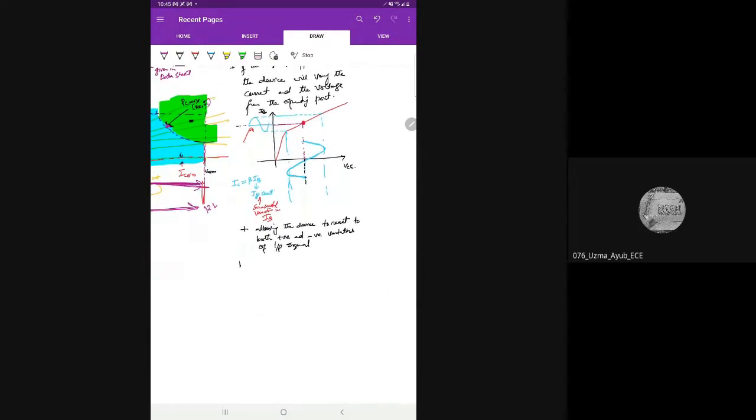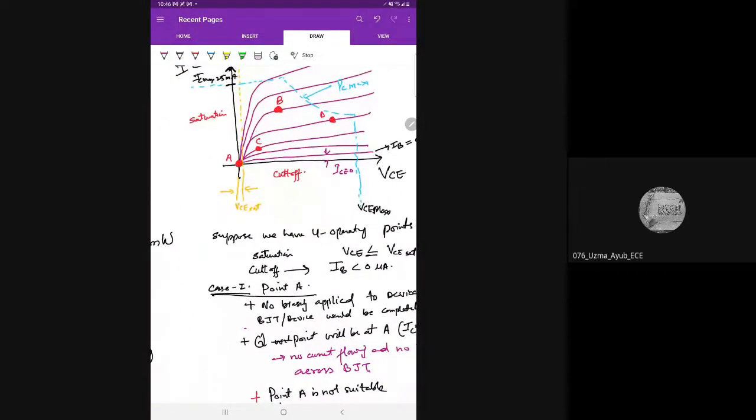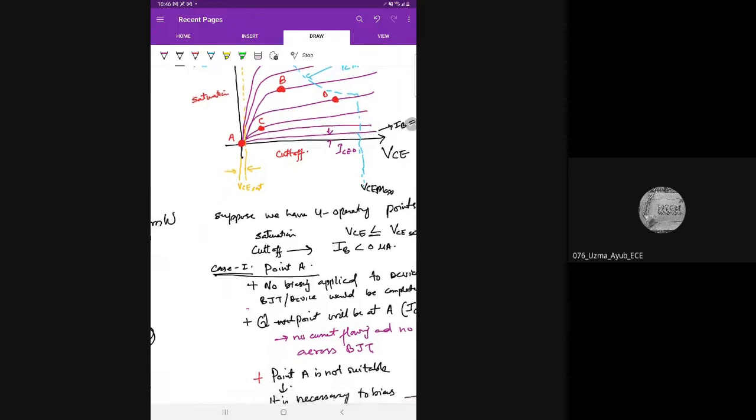Now the third point is point C. Point C is somewhere here. It is near cutoff point. Okay, point C is near cutoff point.